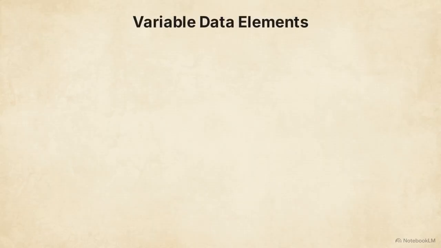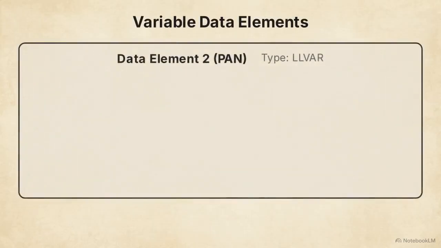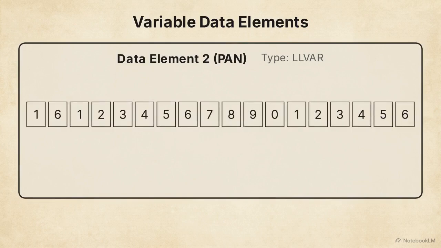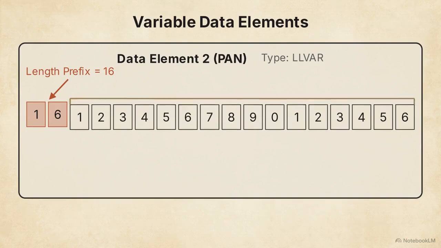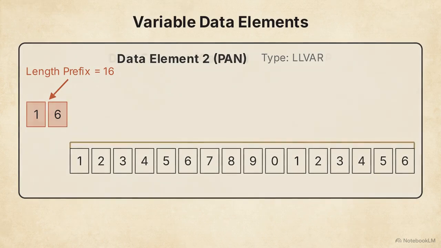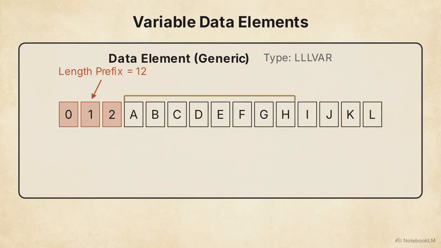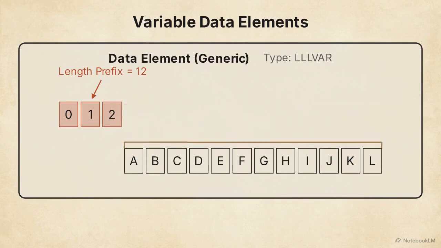The mechanical risk increases with variable data elements. Data element 2, the PAN, is an LLVAR. LLVAR means the length varies, defined by a 2-digit prefix preceding the data. In this diagram, you can see the 2-step parsing mechanic of an LLVAR. The parser must first read the 2-byte prefix to determine the length of the card number, and only then expand to slice the subsequent characters. Longer data fields use an LLLVAR structure. They rely on a 3-byte prefix to declare their length before the actual data begins.